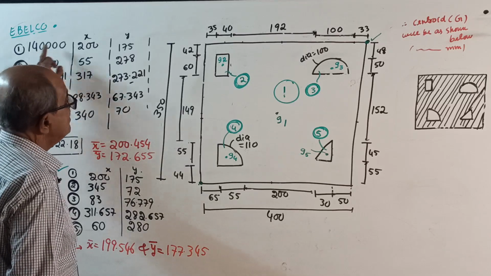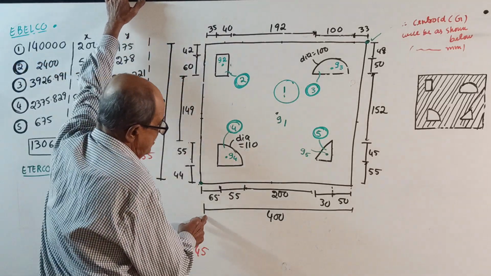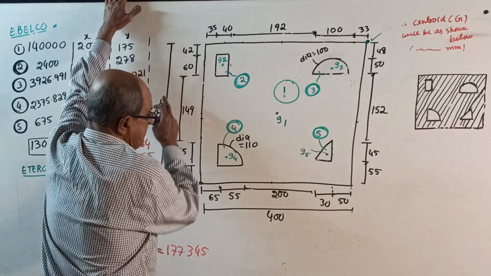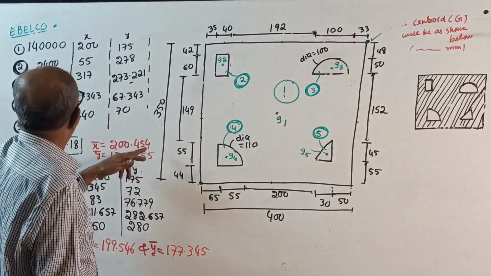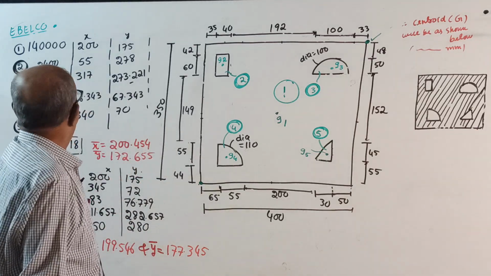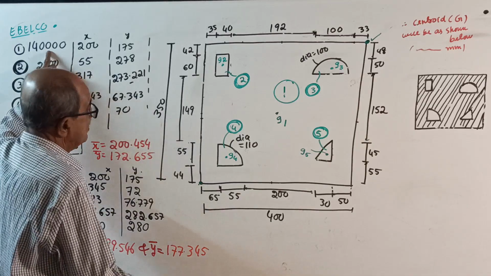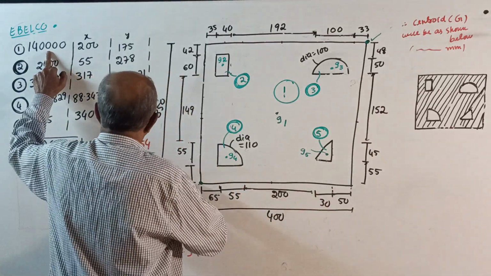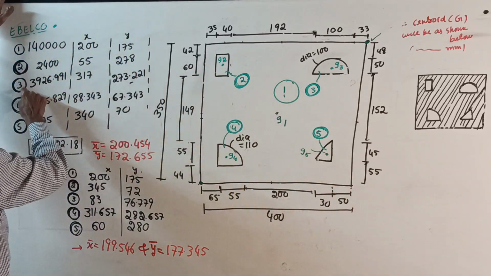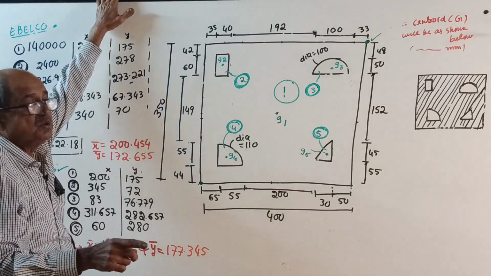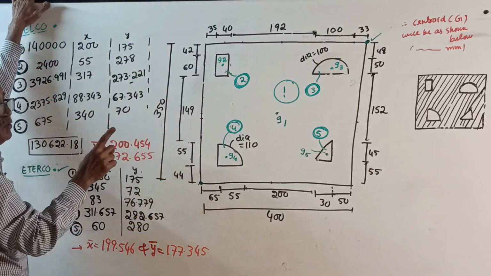Figure number 1 is the full rectangle, area 400 into 350. This is very easy: 35 into 4 is 35, 70, 140. Correct. This is figure number 1, full 400 by 350. This is only the positive area. Areas 2, 3, 4, 5 are all cut out. So I already warned you, be careful.